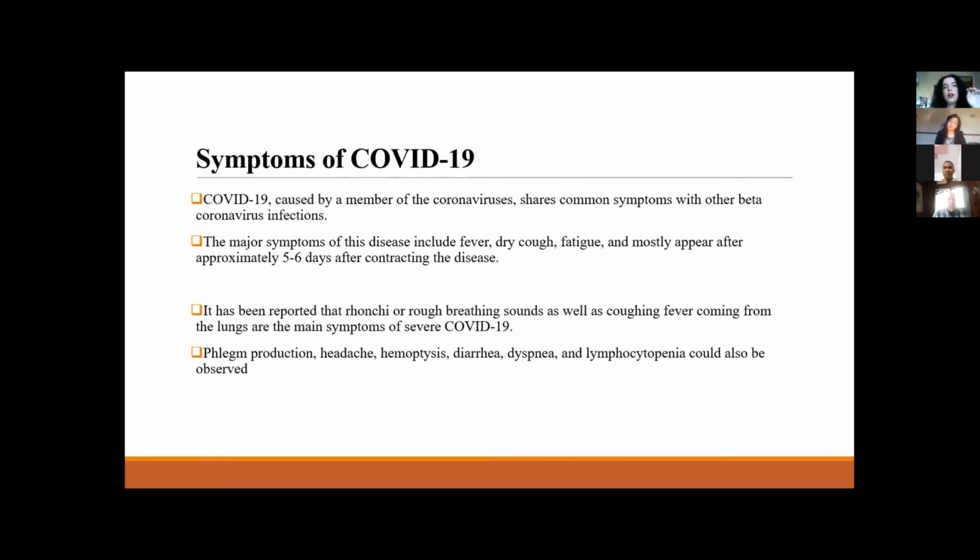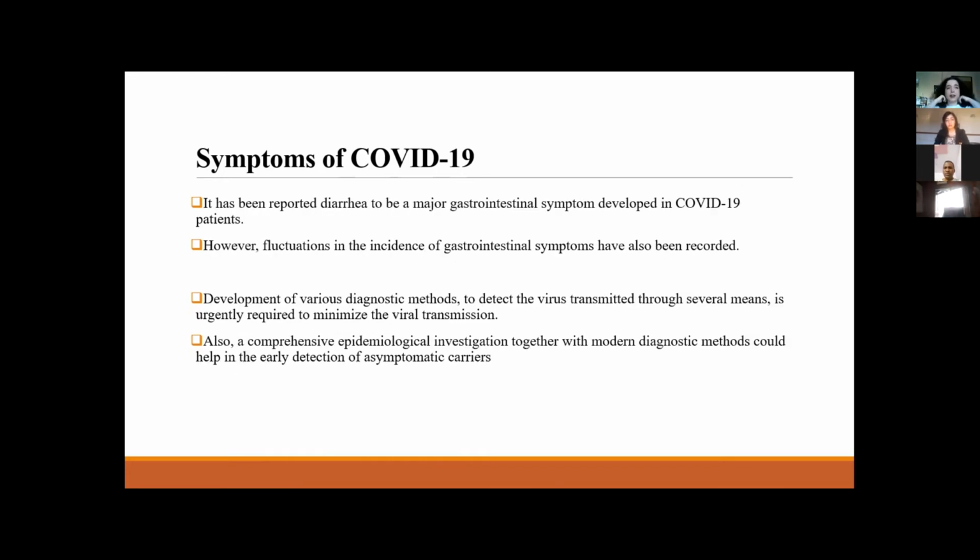Actually, patients' lungs are the main site of symptoms of severe COVID-19. Phlegm production, headache, fever, hemoptysis, diarrhea, dyspnea, and lymphocytopenia could also be observed. Then, diarrhea has been reported to be a major gastrointestinal symptom developed in COVID-19 patients. However, fluctuations in the incidence of gastrointestinal symptoms have also been recorded.